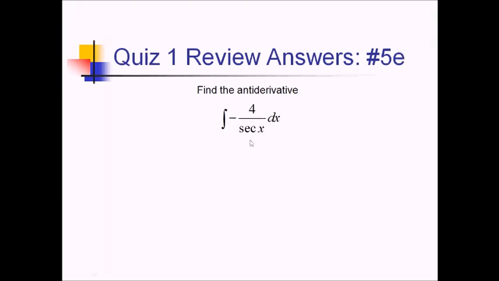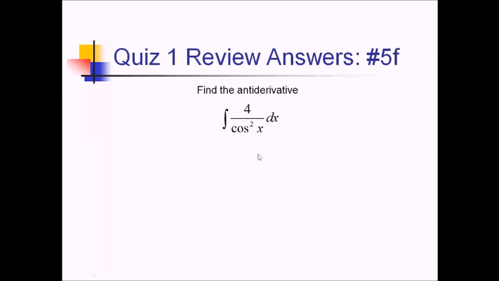The trick on this particular problem is to convert this into a trig function that we're more comfortable taking an antiderivative of. So I noticed that I've got 4 over secant of x. Well, the reciprocal of secant is cosine, so I could really write this as negative 4 cosine of x dx. And once I've written it like that, antiderivative of cosine is sine, so then this is negative 4 sine of x plus c.